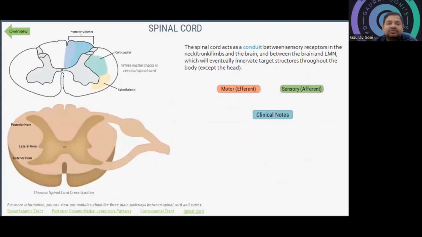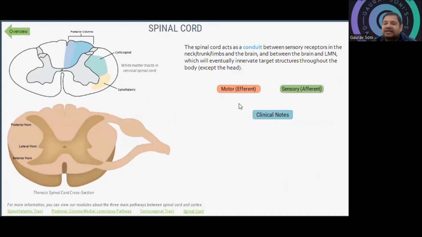Then talking about the spinal cord again. Already these videos are covered in detail. The spinal cord acts as a conduit, a modulator, between the sensory receptors in the neck, trunk, limb, and brain, and between the brain and the lower motor neuron.